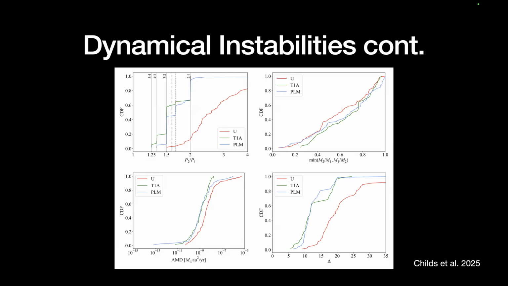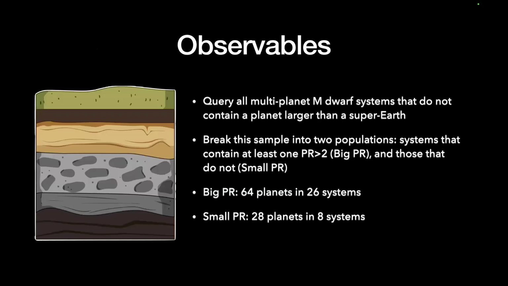And so then the next thing we do is we say, can we find the same signature in the observations? To do this, we first query all the multi-planet systems around M-dwarfs, and we look at only systems that do not contain a planet larger than a super-Earth. The reason we impose this condition is because we want to do an apples to apples comparison between the observations and the simulations.